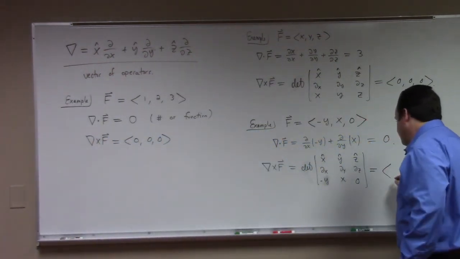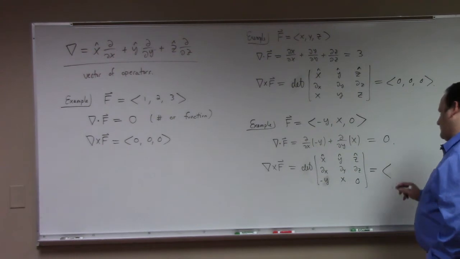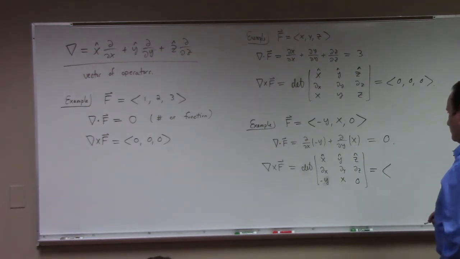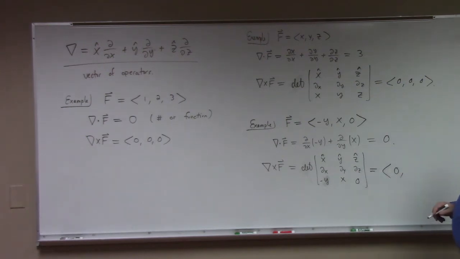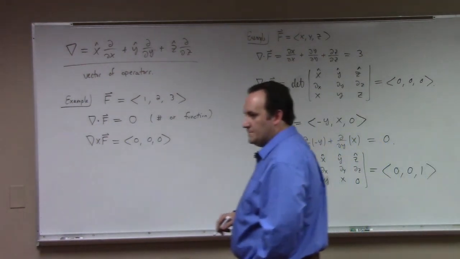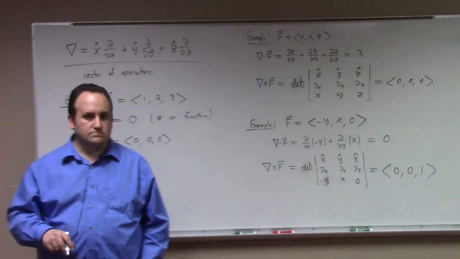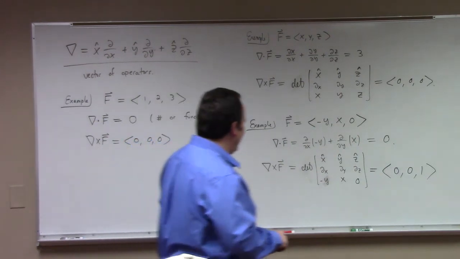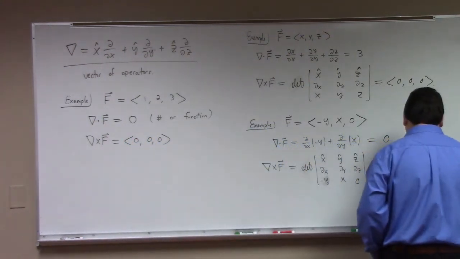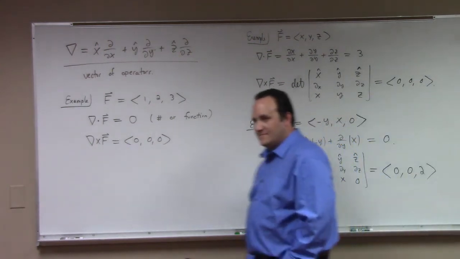So what do we got? Minus 1. I get 0 for the first component. I get 0 for the second component. I get 1 for the third component. 2? Oh, yeah. Thank you. Much appreciated.